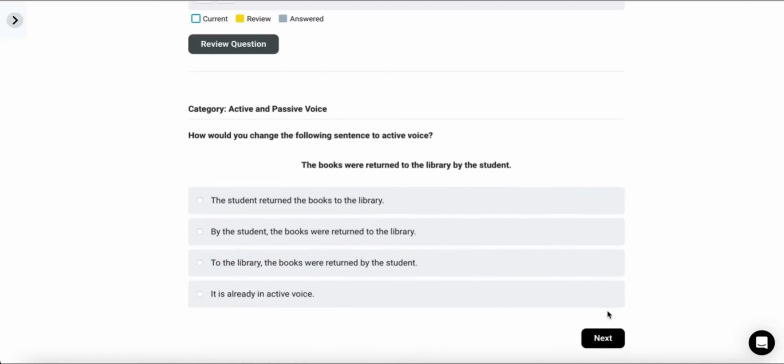How would you change the following sentence to active voice? The books were returned to the library by the student. First, let's decide if this sentence is in the passive voice. It uses a form of the verb to be, were, and the past participle of the main verb, return, with the ed on it. And the subject is books, but it's receiving the action, being returned, because the student is the one who is actually doing the returning. The books are being returned.